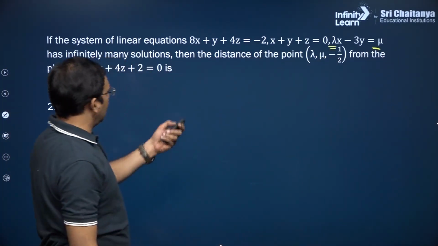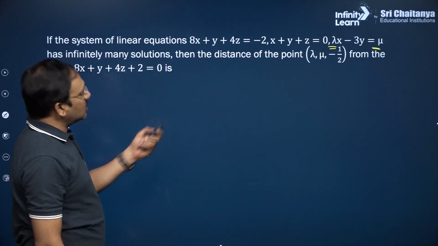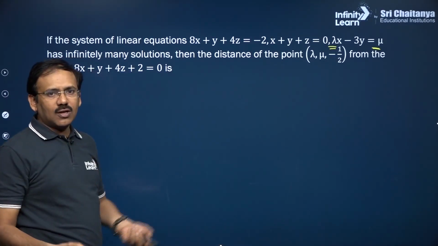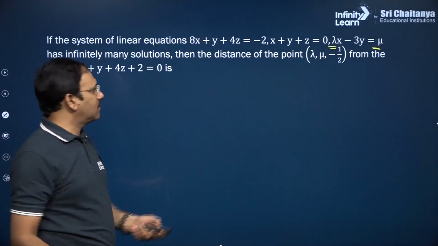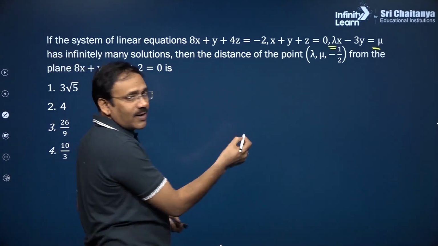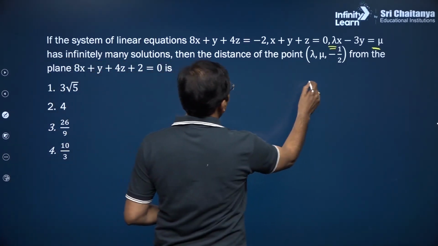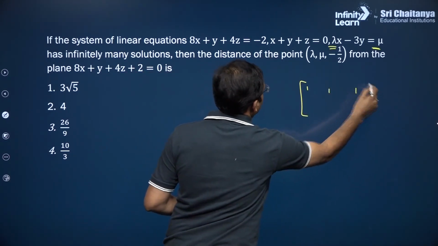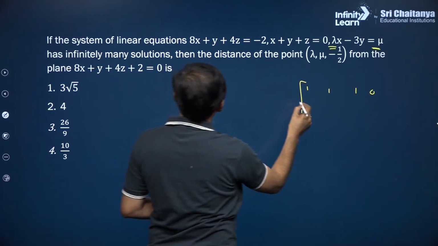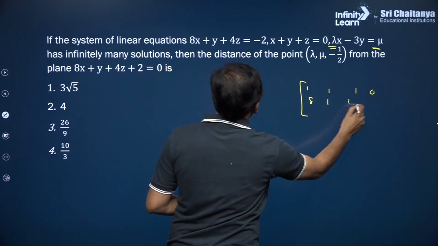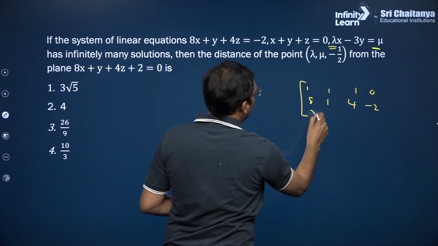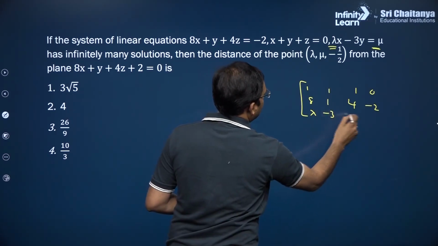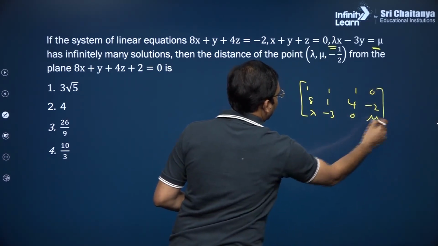Now this particular point, the distance of the point from the plane, both are two simple, different concepts. So how to find infinitely many? In the sense, the system of equations of which this is equation 1, 1 1 1 0, the second one you can write like 8 1 4 minus 2, lambda minus 3 0 mu, my dear friends.